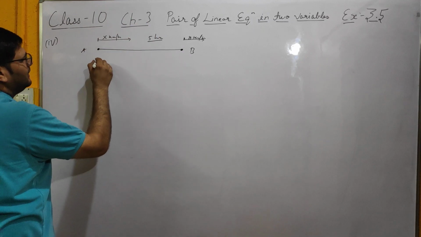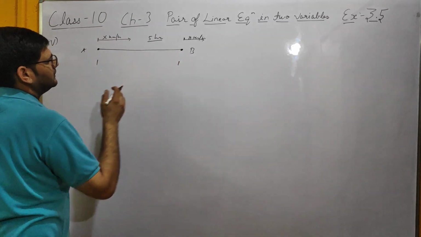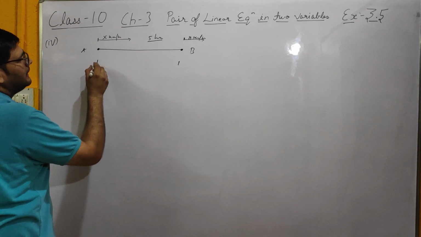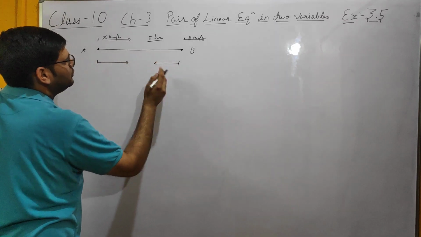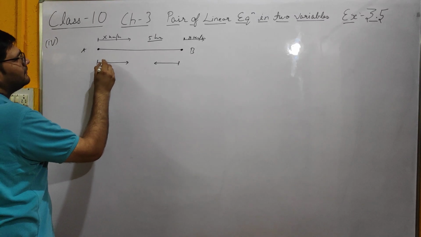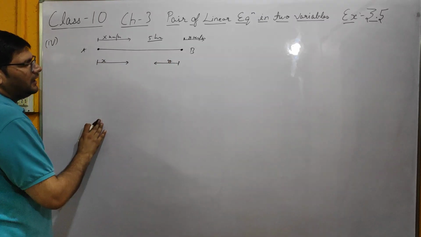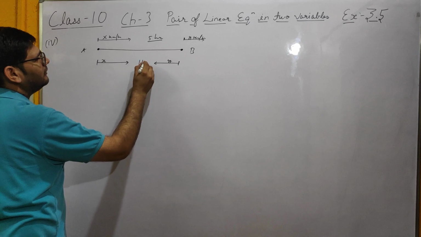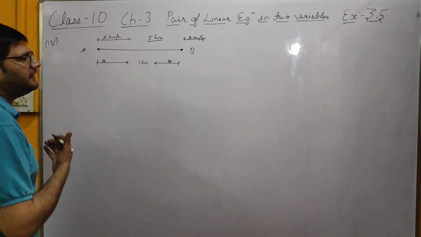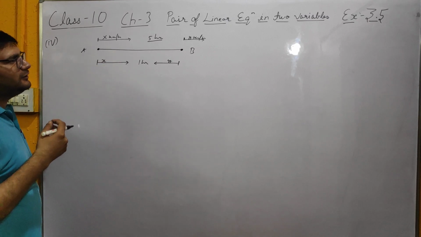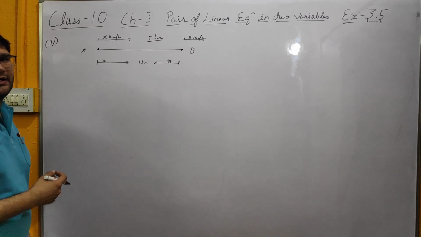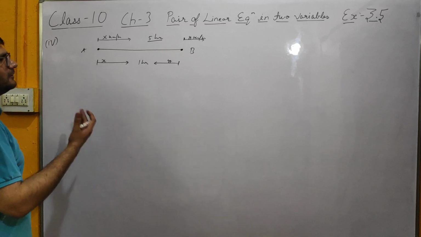In the next example, in this situation, they are coming towards each other with the same speeds, x and y, and now they are meeting in only 1 hour. Definitely they will meet early. So these are the two cases, these are the two situations. Alright, we have to find out x and y.